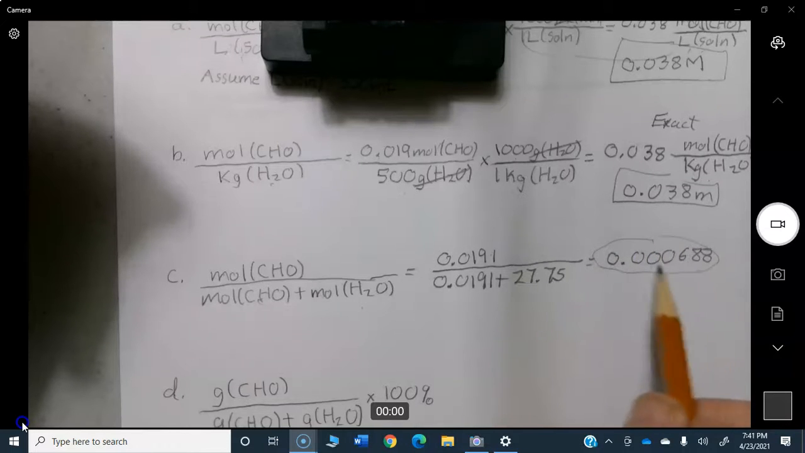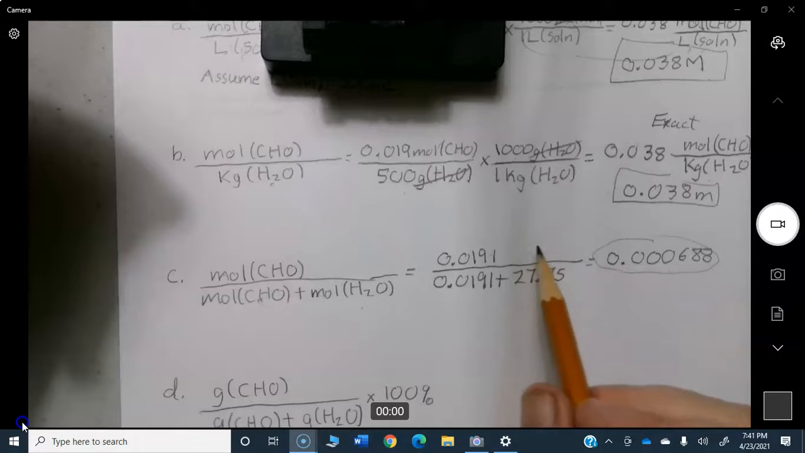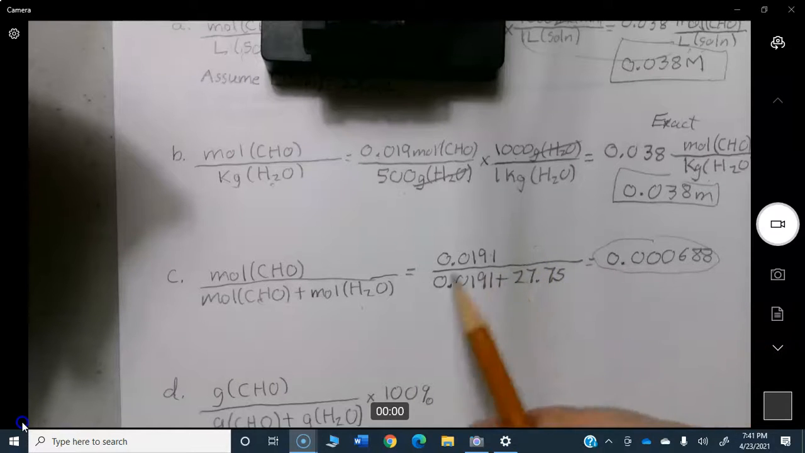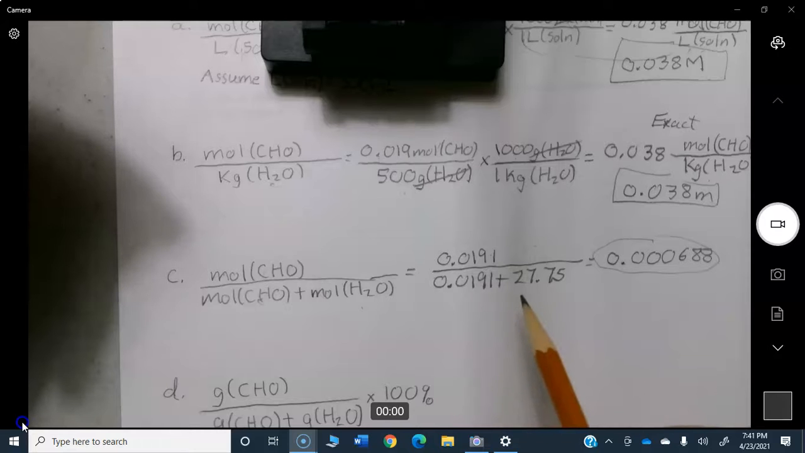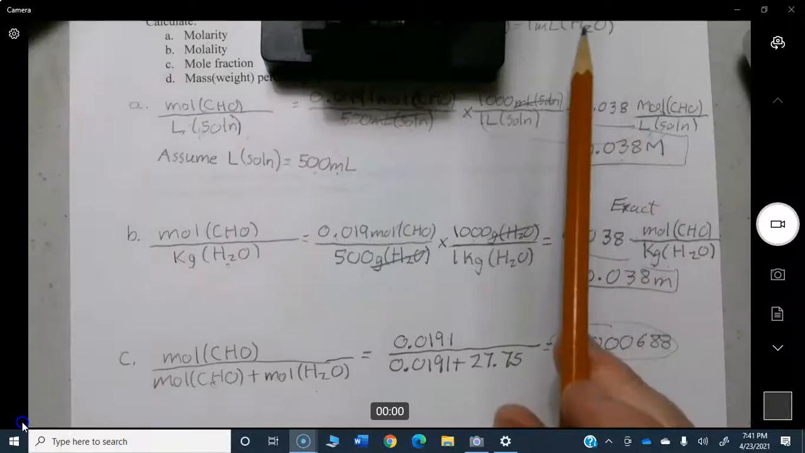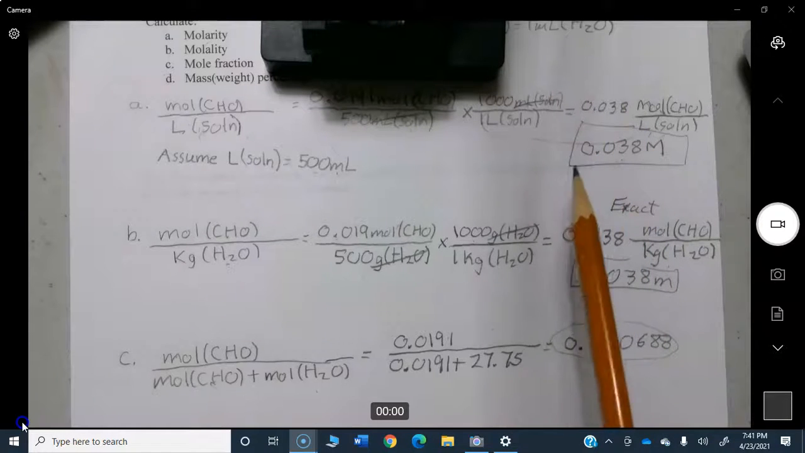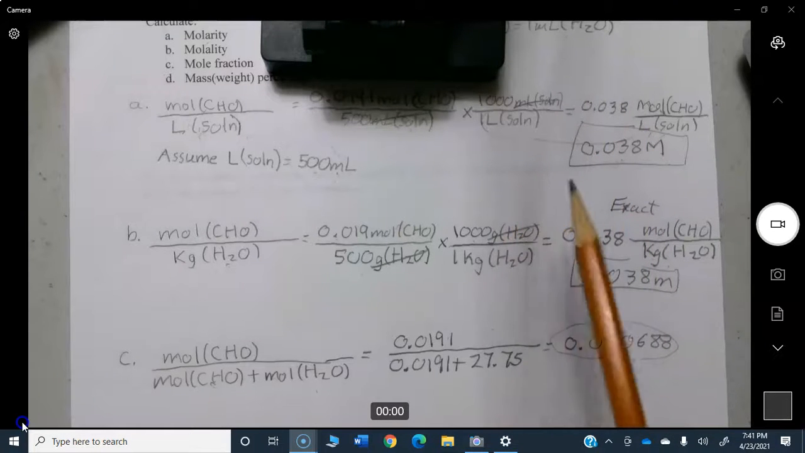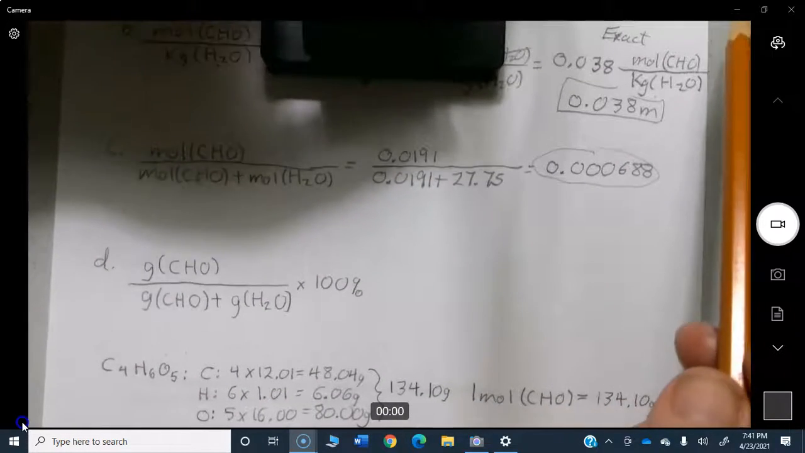This is such a small fraction. That means the malic acid is such a small fraction of the total mass in grams, and therefore also the total volume, that it's okay to make this assumption up here that we did, that the volume of the water and the volume of the solution, that is when the malic acid is mixed in, are pretty much the same. So that kind of justifies that assumption.